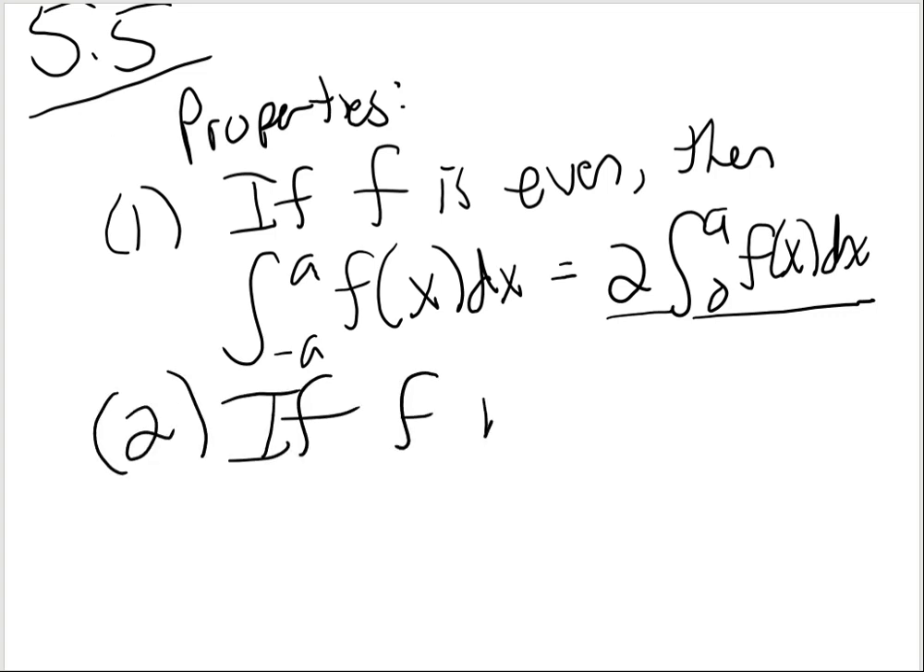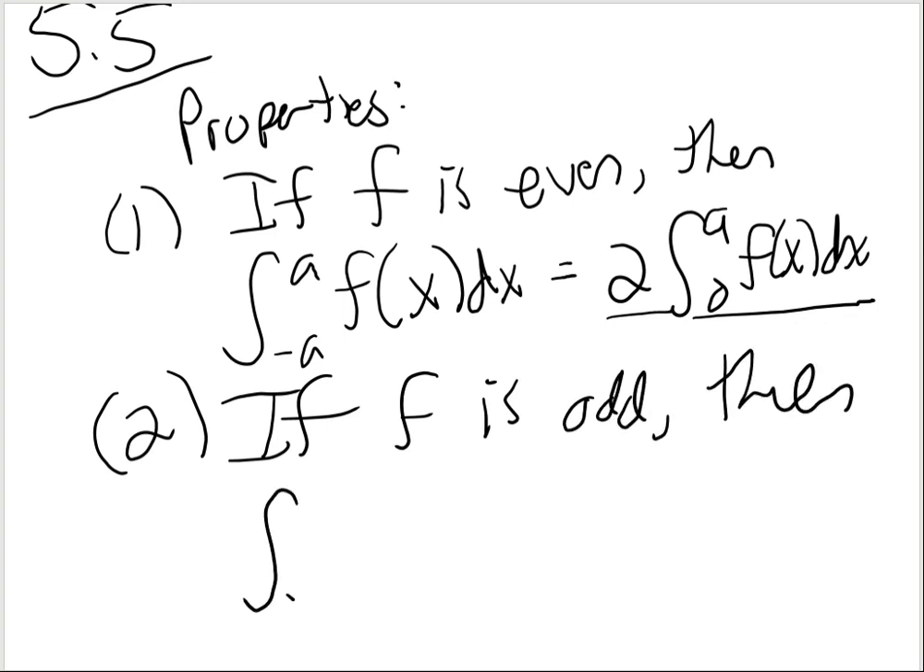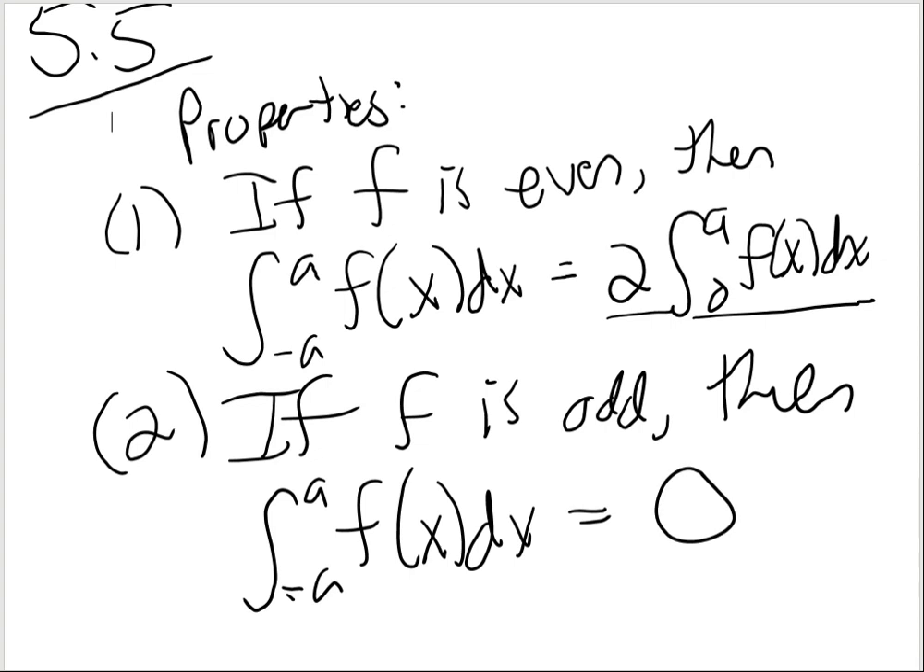Now, if f is odd, then the integral from negative a to a, f of x dx, is always 0. Now this just follows because if you remember, if I have an odd function doing something up here, on the negative axis it's doing the same thing, but below the x-axis. So whenever you sum up their areas, they cancel each other out because they're doing opposite. They're doing the same thing on the opposite sides of the axis.